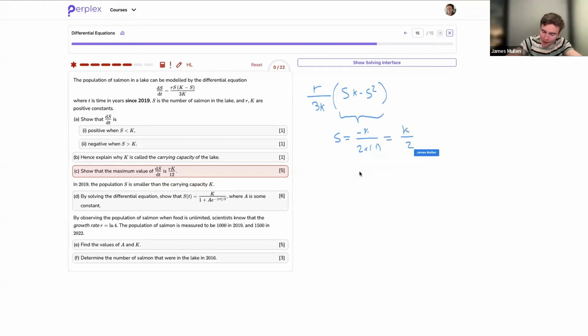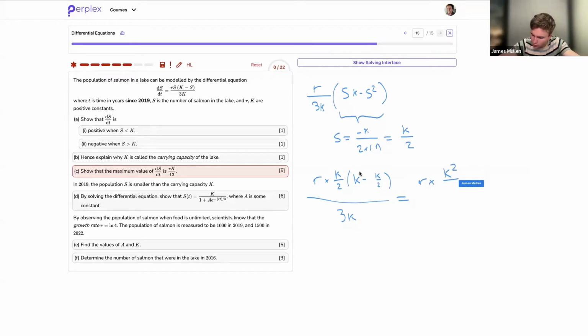If I plug that back into my derivative, I get r times k over 2 times (k minus k over 2), over 3k. Expanding that out, I'm going to get r times, this is k over 2. Inside the brackets, I have k minus k over 2, which is also k over 2. So I get k squared over 4, all being divided by 3k. And so this comes down to rk over 12, which is what I wanted. All right.